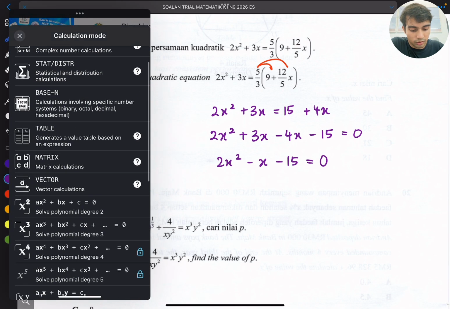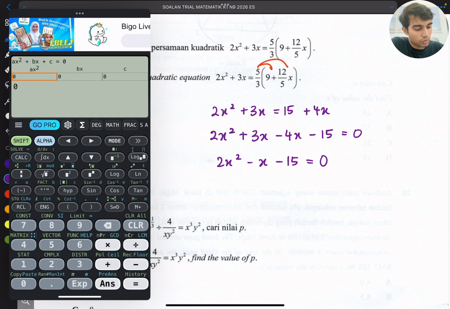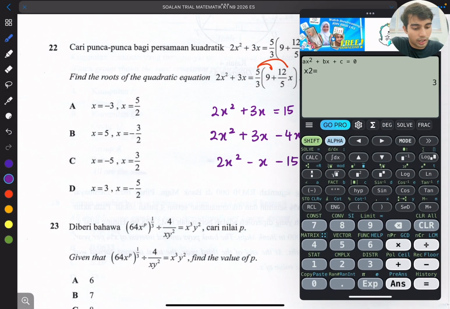So you go to polynomial degree 2. A is 2, B is -1, C is -15. So our roots are -5/2 and 3. Done.